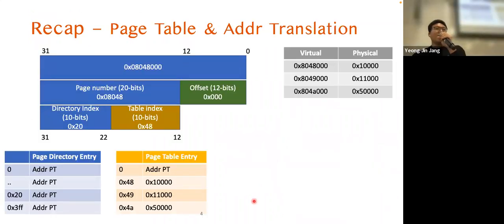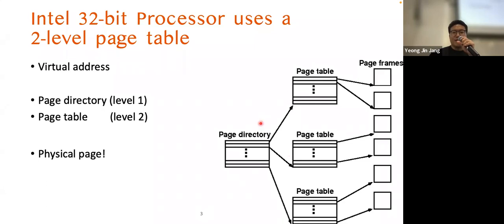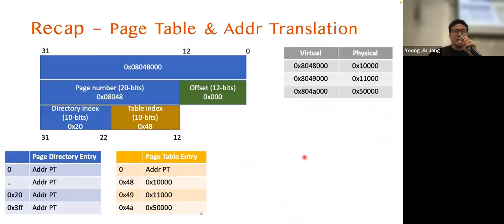Let's recap how we translate a virtual address to a physical address. Conceptually, you can think of it as a virtual to physical mapping like this. But internally, the Intel CPU does not store the virtual to physical mapping in this kind of table. What we do is use the page directory and page table. We will later see why this structure is much more efficient in storing page tables.